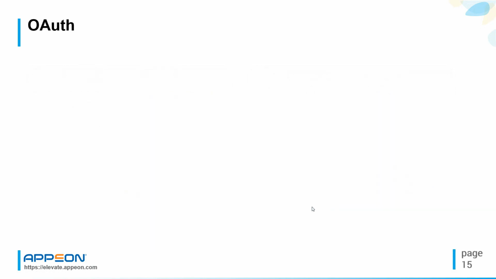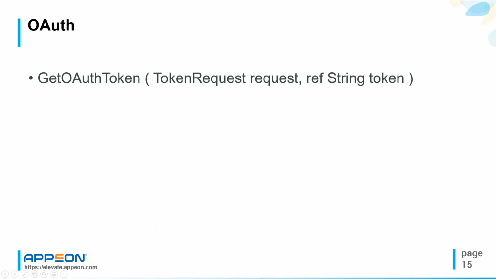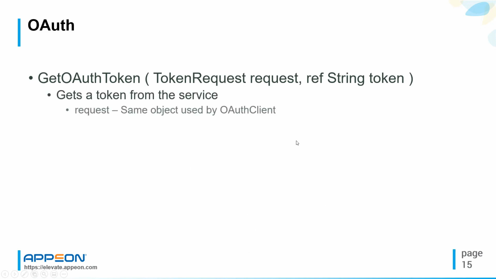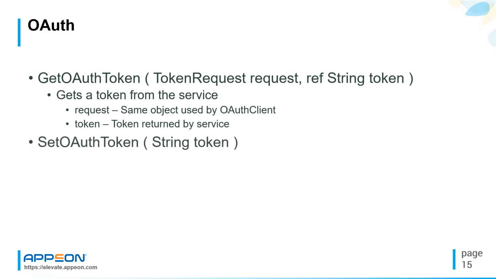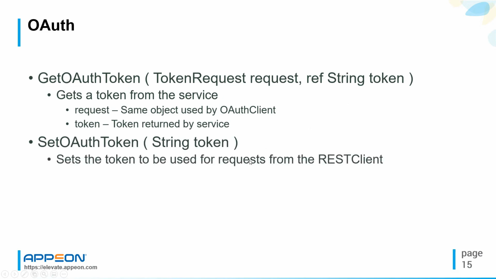Okay, OAuth. We had OAuth support in earlier versions of PowerBuilder, but this has been streamlined a bit. There is a get OAuth token method where you send in the request and you get the token back. This is the same object that was used by the OAuth client, so that part hasn't changed. You can put together the token request the same way. It's just available now on the REST client. And then you use the set OAuth token to take that token you just got back and apply it to the method that's then going to use the OAuth token.